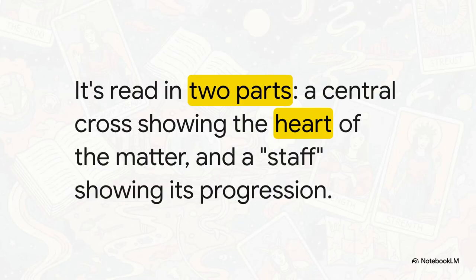It's like a complete psychological snapshot. Now, don't let those 10 cards intimidate you. The key is to just break it down. You read it in 2 parts. First, you interpret the small cross right in the center, which really gets to the core of the issue. Then you read that vertical line of 4 cards on the side. That's the staff, and it shows how the situation is likely to progress over time.